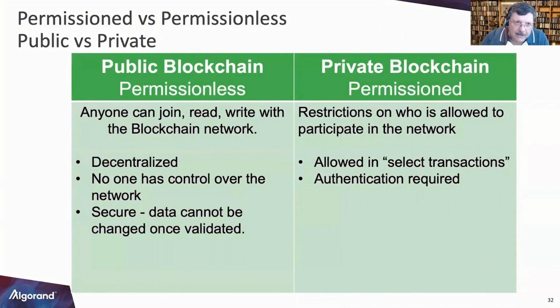Lastly, we get to this section on permissioned versus permissionless and public versus private. I heard a lot of this when I first was learning chain. What kind of solutions can I build in each of these? Let's get the terminology down so we're all on the same level here. On a public blockchain, anyone can join and read and write to the blockchain within the network. It's decentralized. No one has control over the network. It's secure, and data cannot be changed once it is validated, like we talked about. On the other hand, a private blockchain is also referred to as a permissioned blockchain.